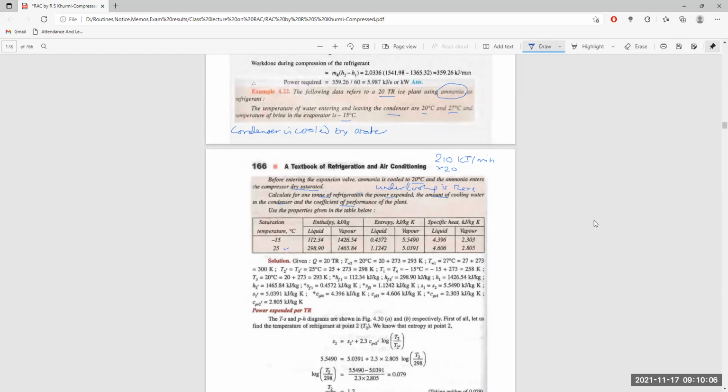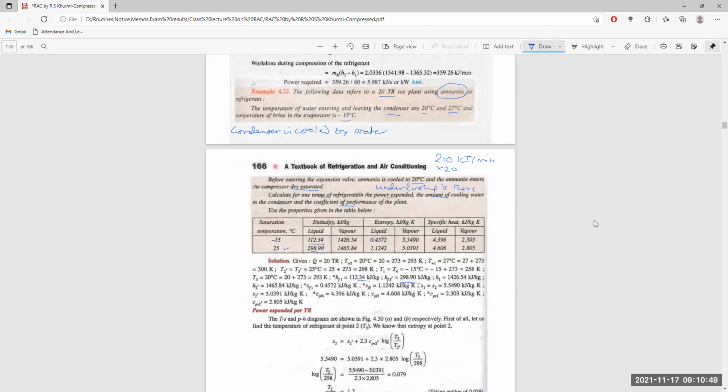Now hf1, enthalpy of the fluid at the point 1 in fluid state, that is, at the point of entering the compressor, at temperature T1, the enthalpy at fluid state is given as 112.34. And at the point hf3 dash, the enthalpy at the point of exit of the condenser, in the fluid state at the point 3 dash, is given at 25 degrees centigrade and 298 degrees Kelvin itself.